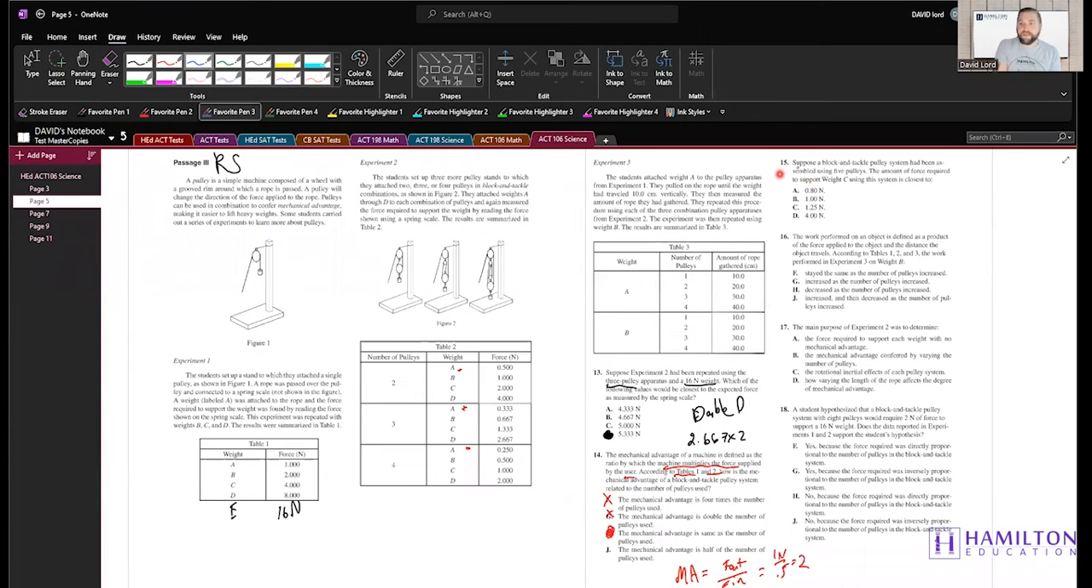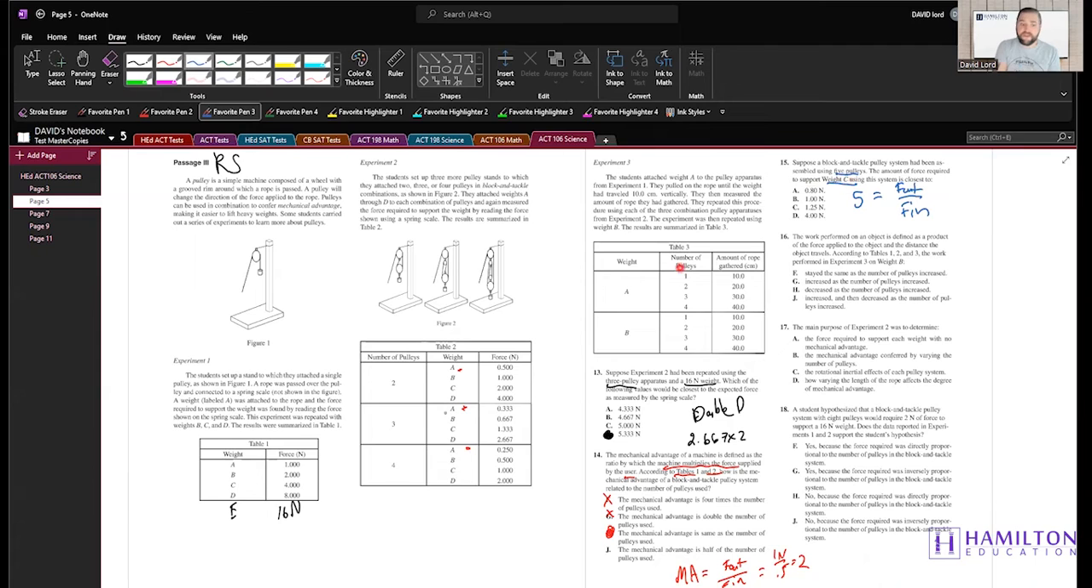Question number 15. Suppose a block and tackle pulley system had been assembled using 5 pulleys. The amount of force required to support weight C used in the system is closest to which of the following? Well, as we just discussed in question 14, we can use the mechanical advantage to figure this out. So we assume that mechanical advantage is 5. So 5 is equal to the force output divided by the force input.